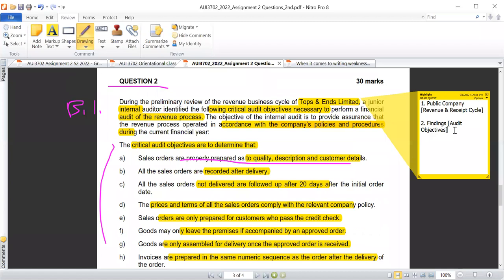Then the third thing that I can also pick up, still from the background information, is the fact that, okay, we want to assess, so this is what the auditors want to assess.